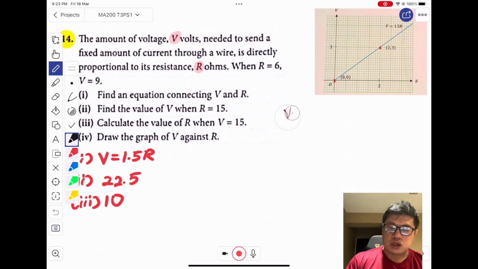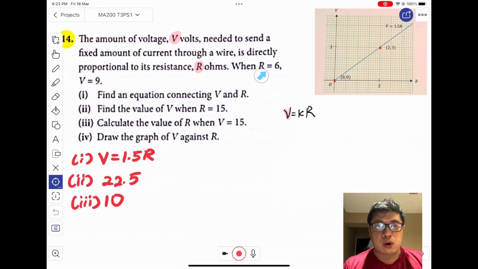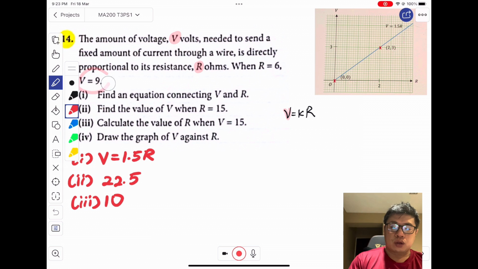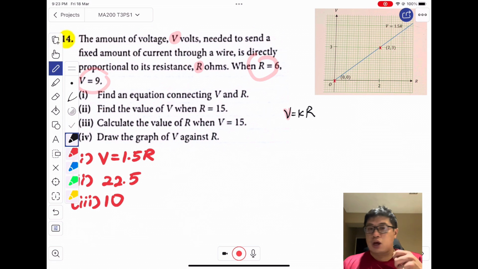So we have the equation V equals KR. Next, usually in this kind of question, they may help you to find the K. They will give you a set of values, R is 6 and V is 9 here, and this is to allow you to find your K, where K is the constant of proportionality.